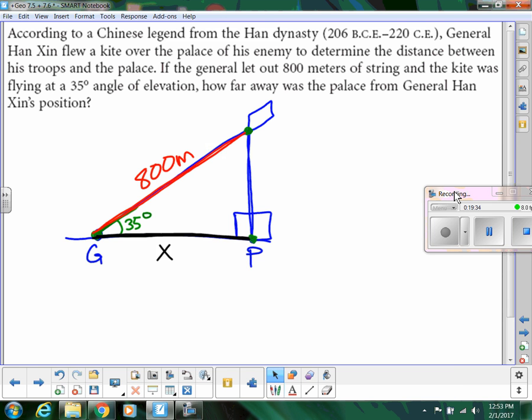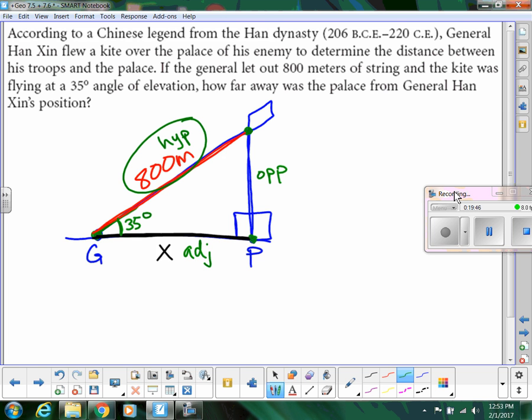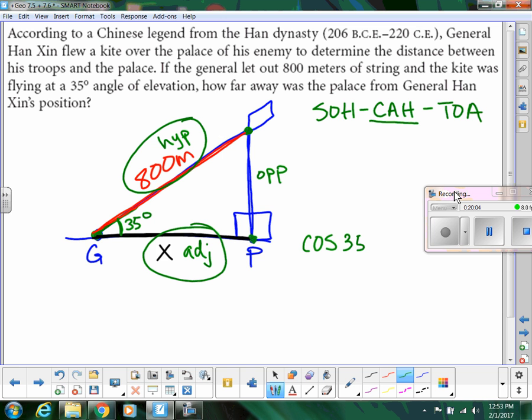Okay, so let's label some things. Here's our angle, 35 degrees. All right, x is the adjacent side. This side is the opposite, and this is the hypotenuse. We have to use the 800, and we're trying to find the adjacent. So from SOHCAHTOA we want the one that uses both the adjacent and the hypotenuse, which is the cosine. So we know we're going to be doing cosine of our angle, which is 35 degrees, and that should equal adjacent over hypotenuse, which is x over 800.